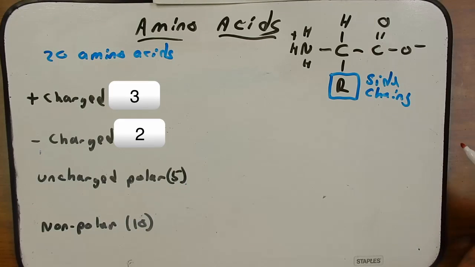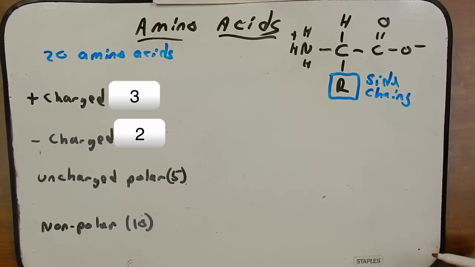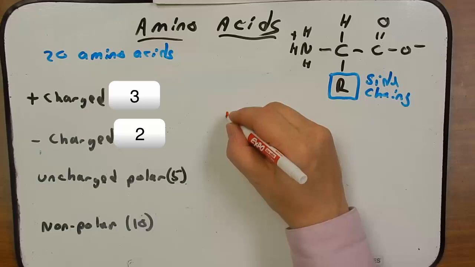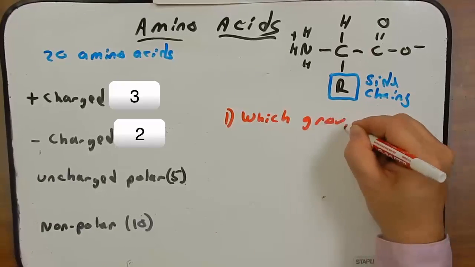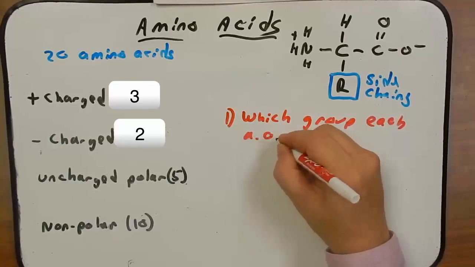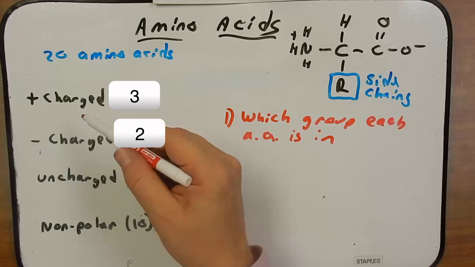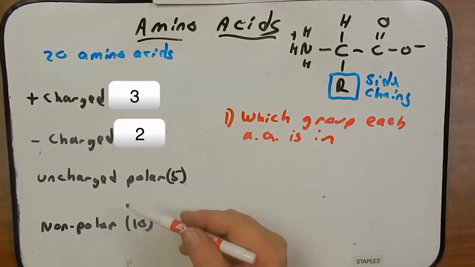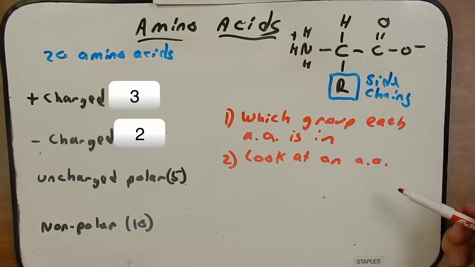Right now I'm going to draw these different side chains for you. What I want you to know, I'll write them down here, is which group each amino acid falls into. Is it positively charged? Is it negatively charged? Is it uncharged polar, or is it nonpolar? You need to know that. When you look at an amino acid, you should be able to say which of these groups it is.